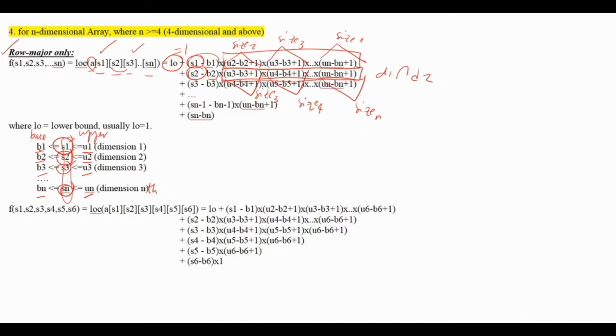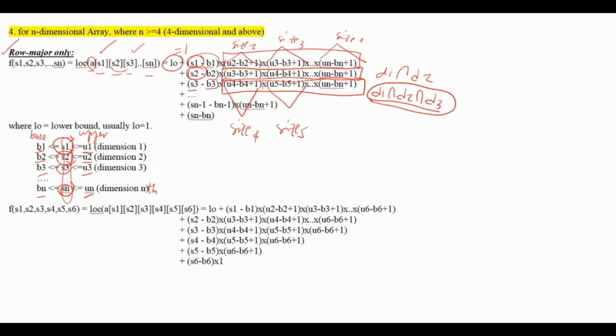Next is S3. So we say S3 minus the base of S3, which is B3, times the total number of elements in the intersection of dimension 1 and dimension 2 and dimension 3. And this total is simply a product of the size of the fourth dimension times the size of the fifth dimension up to the size of the nth dimension, until we reach here.